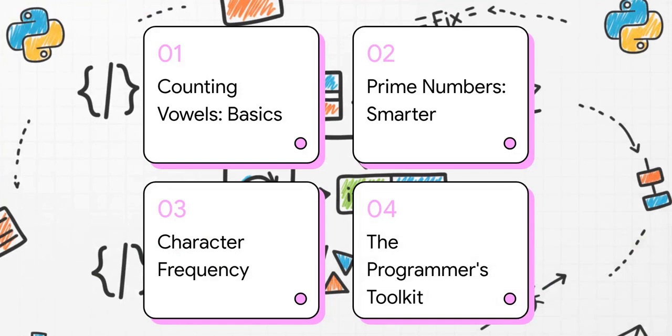So here's our game plan for today. We'll kick things off with a classic vowel counter. Then we'll level up to a prime number checker, and I'll show you a really smart optimization. After that, we'll see how a tool called a dictionary can make a tricky problem super simple. And finally, we'll wrap it all up by putting these ideas into a powerful programmer's toolkit.